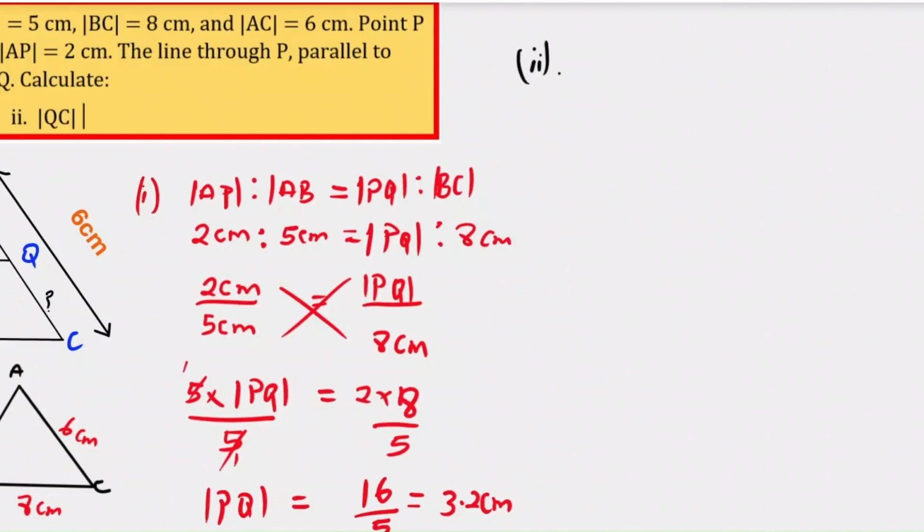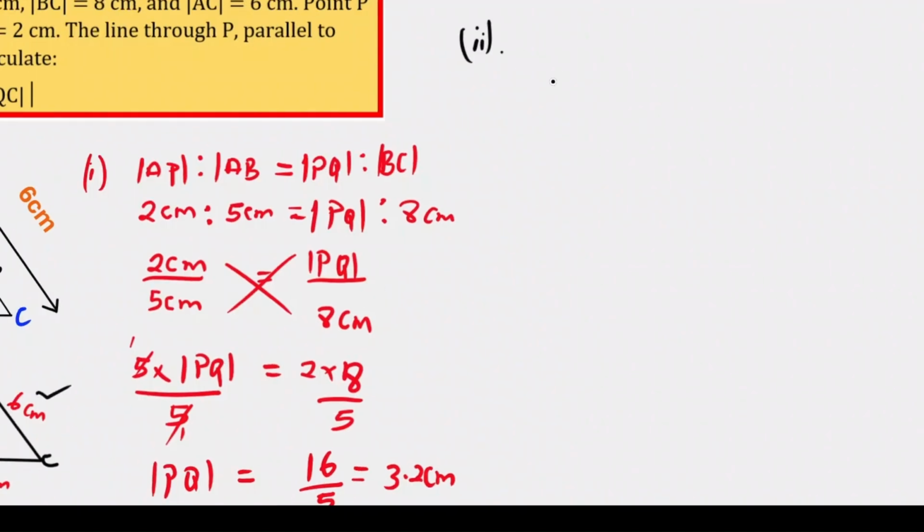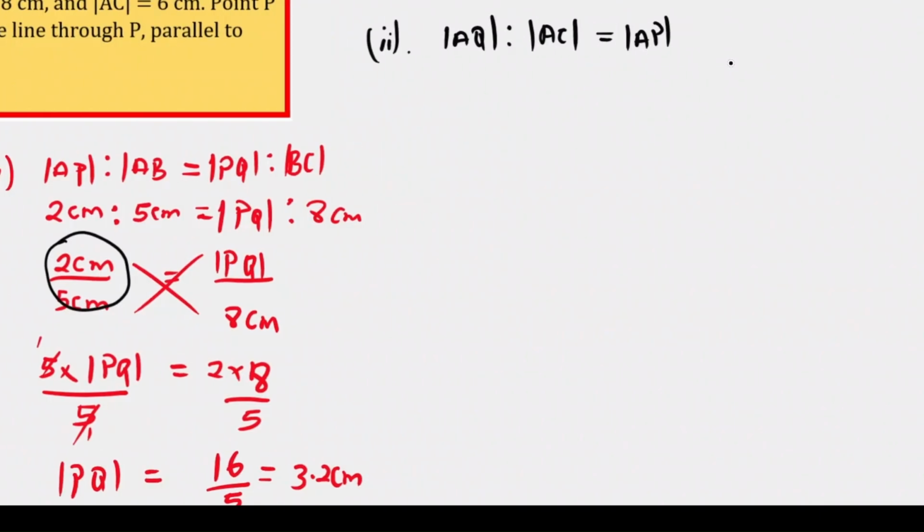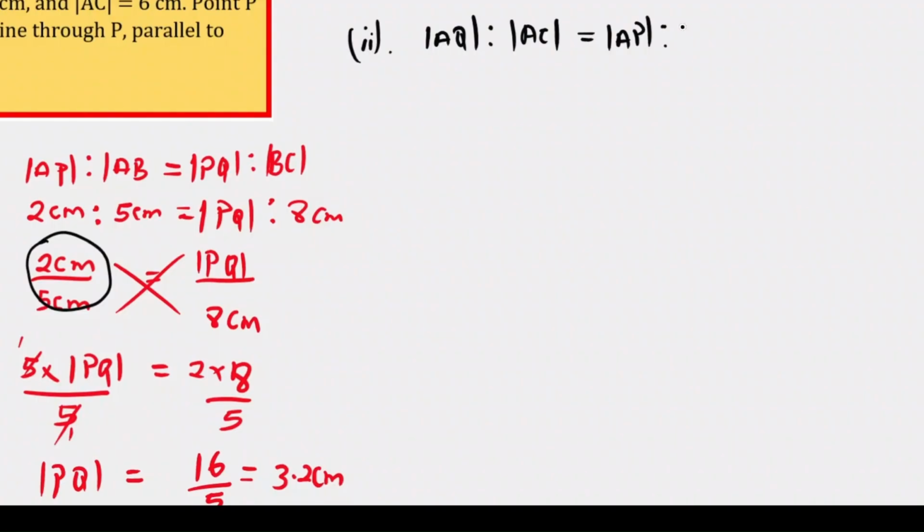So the question is, how do we find AQ? So this is AQ here. You know that AQ corresponds to AC. So now that we know this, we can just say that the side AQ to the side AC, they are corresponding, and it is equal to, we can use this one, the one that we know already, that is AP to AB. So we have AP to that of AB. So that's how we can set up our equivalent ratios here.